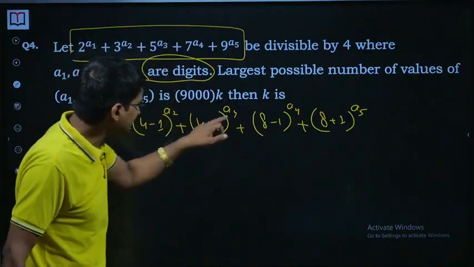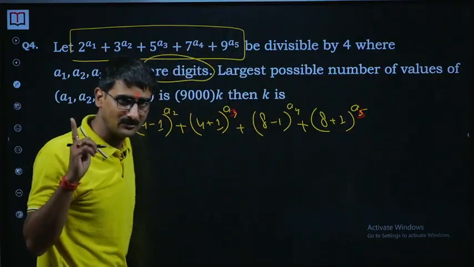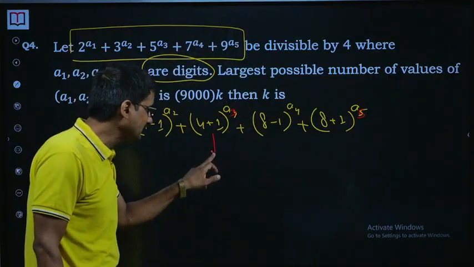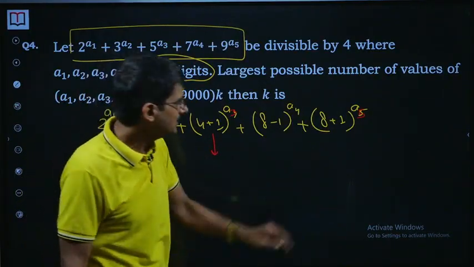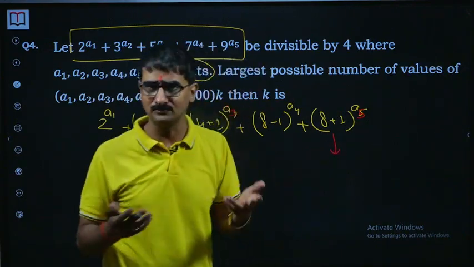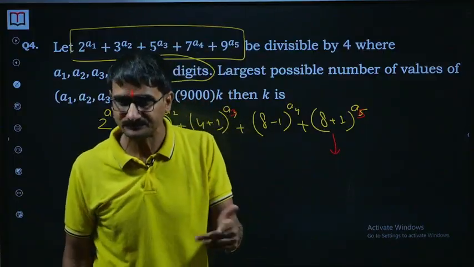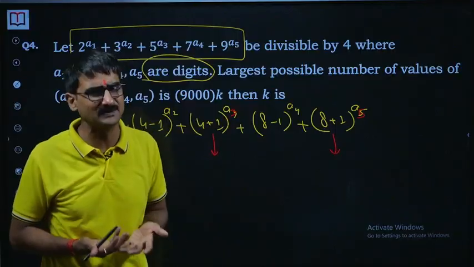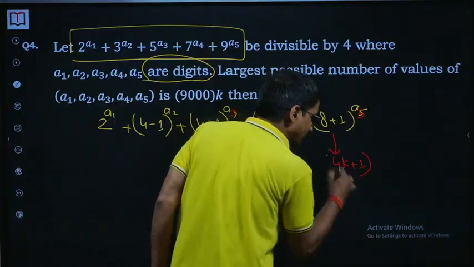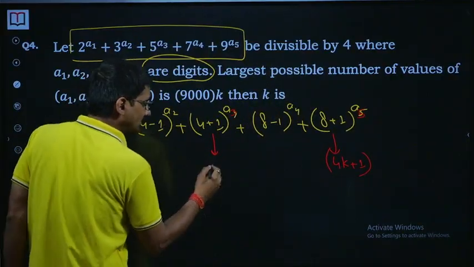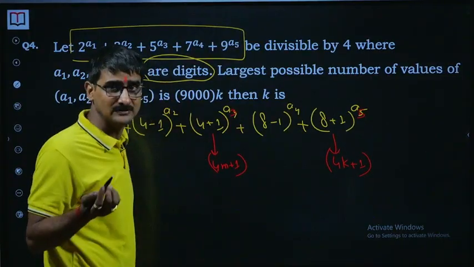Now see, whether A3 is even or odd, A5 is even or odd, here when you expand it, you will get a number which is a multiple of 4 plus 1. Here when you expand it using binomial, you will get a number which is a multiple of 8 plus 1. In any case, a multiple of 8 means a multiple of 4. So here also you will get some multiple of 4 plus 1 for every A5, whether even or odd. Here also you will get a multiple of 4 plus 1 for every A3, even or odd.